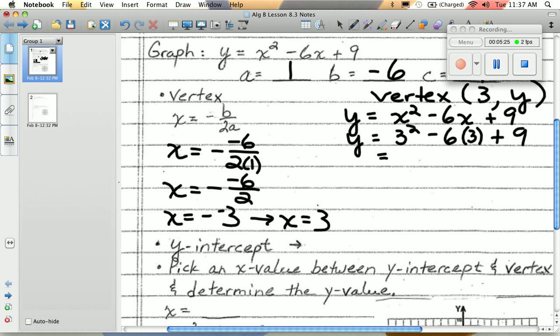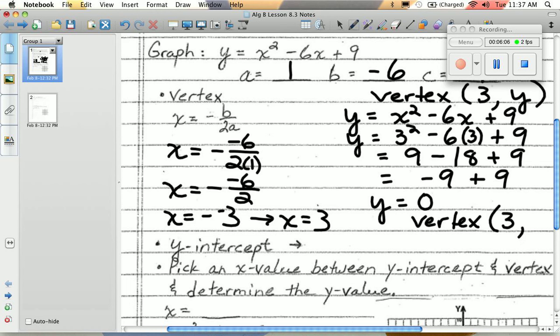So we end up with 3 squared is 9. 6 times 3 is 18. 9 take away 18. Negative 9. You can make it so it's the opposites. You'll have 9 plus a negative 18, right? And what's negative 9 plus 9 now? 0. So we just found out that the vertex has a y value of 0. So our vertex is ordered pair 3, 0.